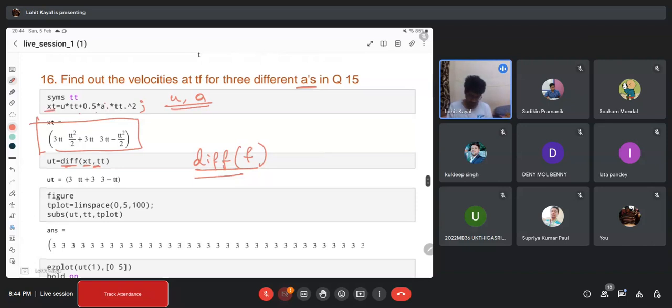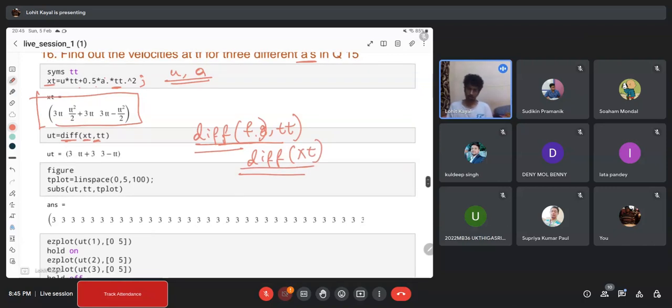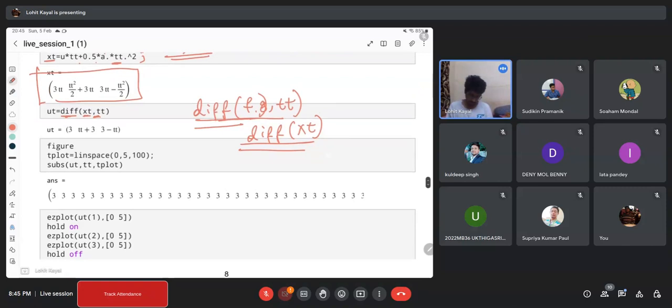Here I am differentiating xt with respect to tt, or you can mention it or not, it is up to you, because here tt is the only symbolic variable. Here I have mentioned it, diff xt comma tt, but you can always write it like diff of xt. MATLAB will automatically assume tt as the independent variable and work well here. So ut equal to diff xt comma tt. So here you will see the three different velocities. One is 3 constant, another is tt plus 3, another is 3 minus tt.